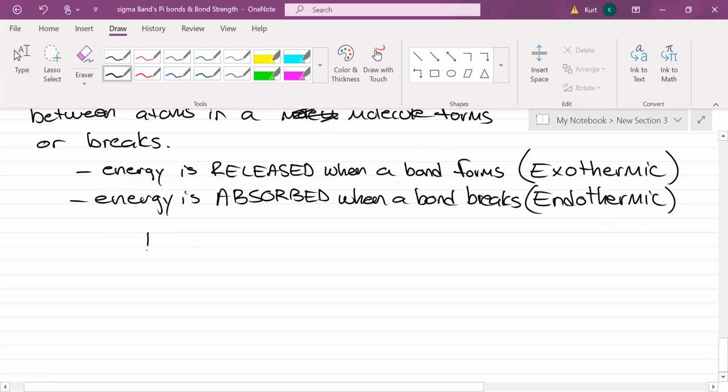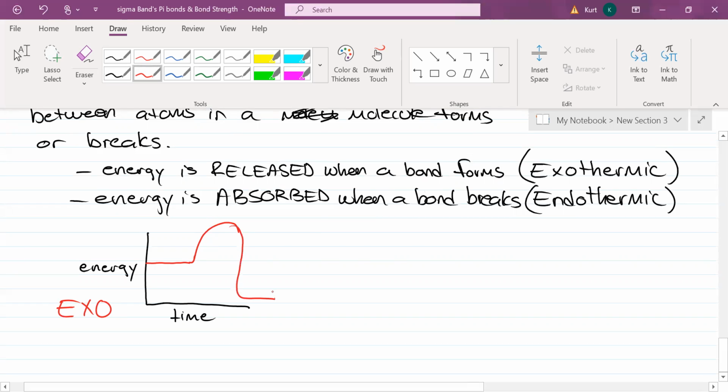So let's see what you guys remember. There's my energy, activation energy. If this is going to be exothermic, would my products be greater than or less than where I started? Less, right. It's going to look like this. That is an exothermic reaction.